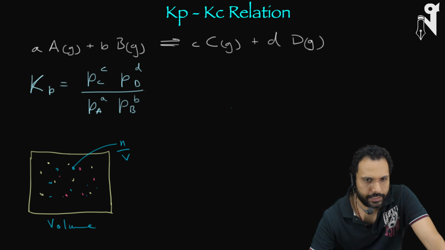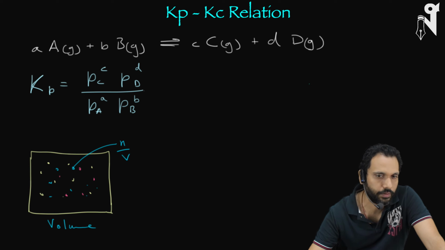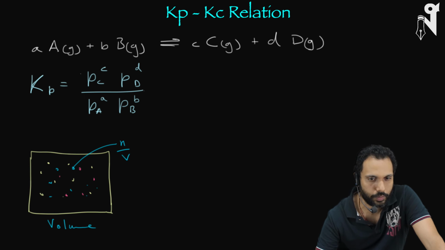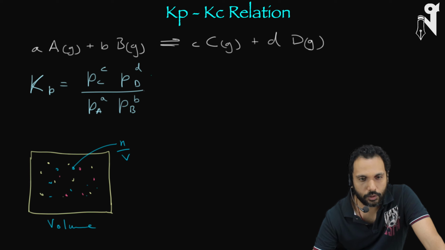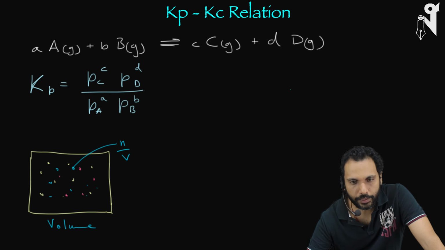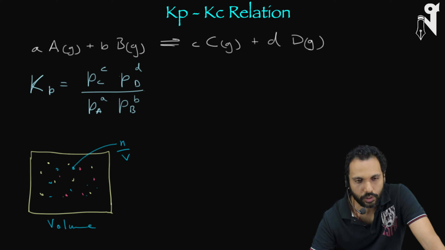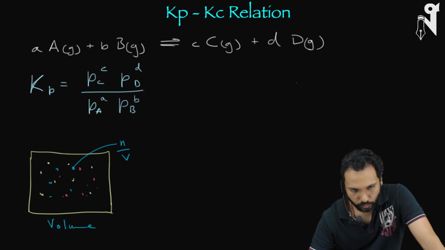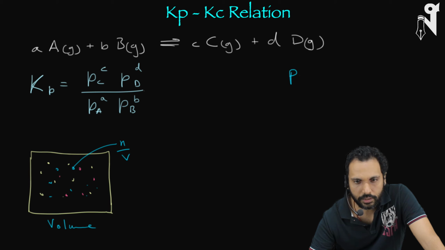If that is the case and ideal behavior is considered, we will always be considering ideal behavior. After all, we wrote all this based on the fact that these were showing ideal behavior. Activity or fugacity in terms of partial pressure is valid only when they behave as ideal gases. So if it is an ideal gas, what is the relation between pressure, volume, and number of moles? It is PV equals nRT.